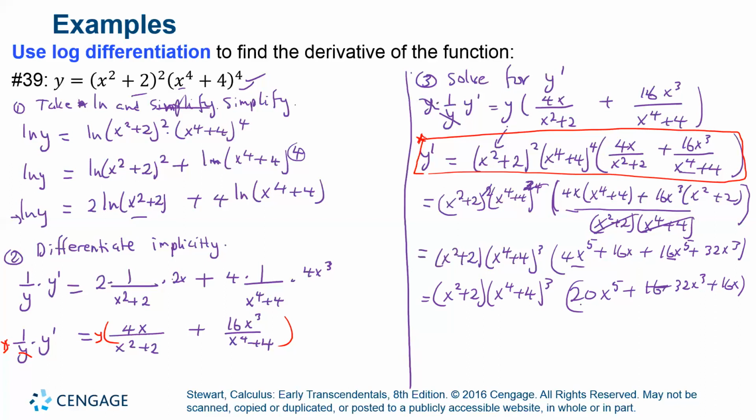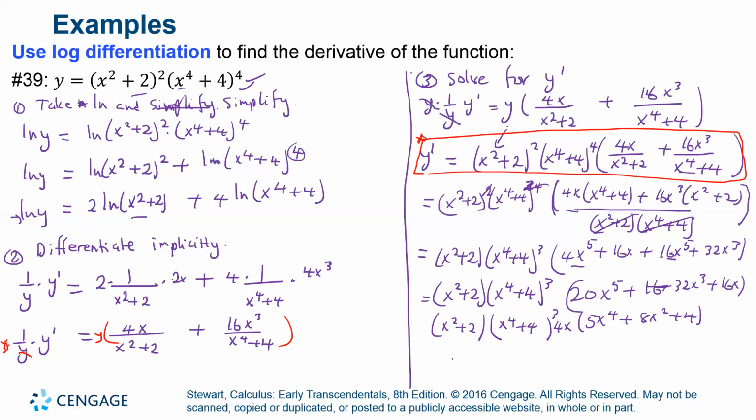But as you can see, we can pull out, okay, 4 is common to 20, 32, and 16, and then x also. So let's bring out 4x out. Then this will be 5x to the 4 plus 8x squared plus just 4. Then times these two expressions there. X to the 4 plus 4, and then x squared plus 2.